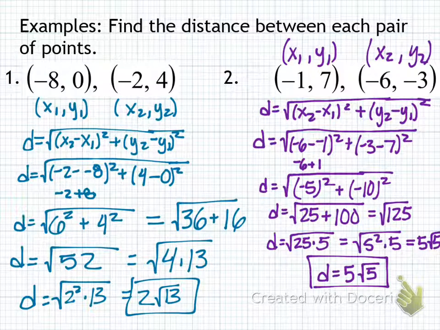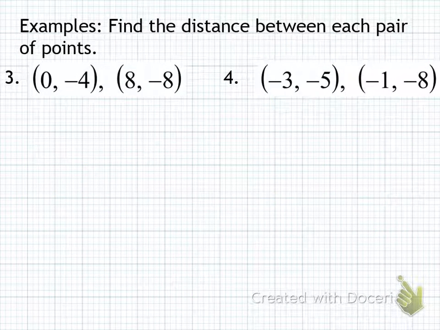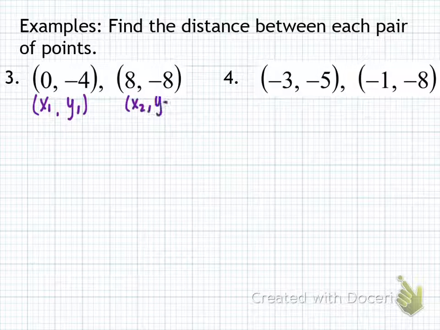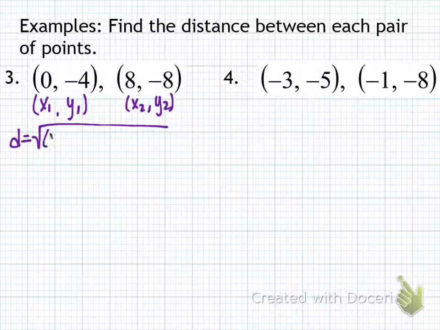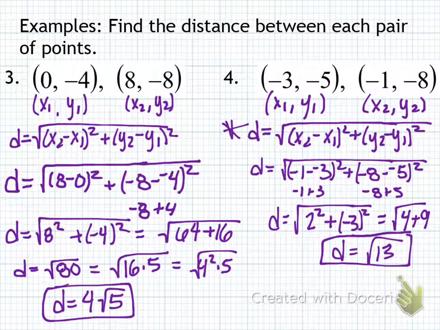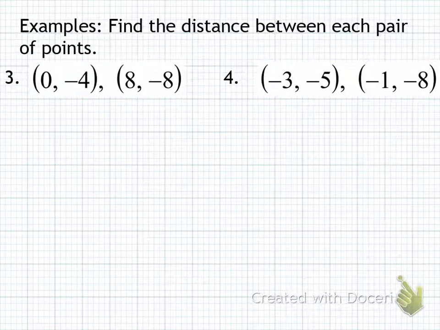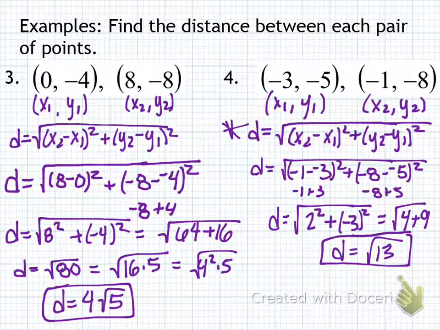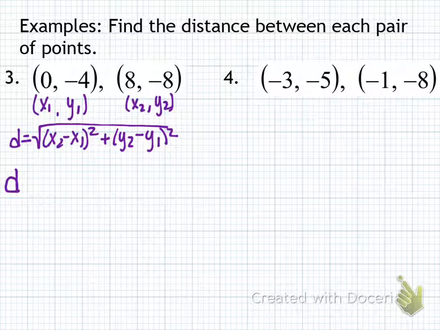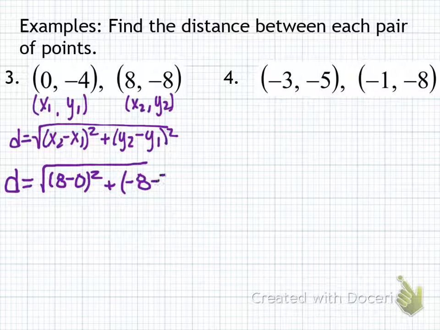Okay, moving on to our next examples. Just continuing in the same way, okay? I label the points. I rewrite the distance formula, and I plug in these numbers. So x2 is 8, x1 is 0.